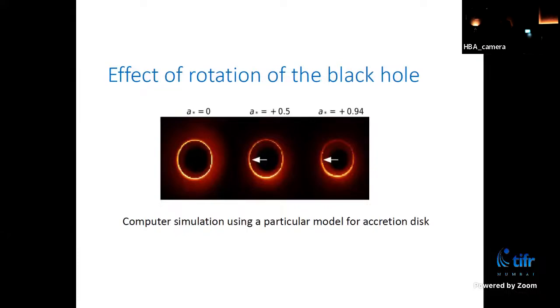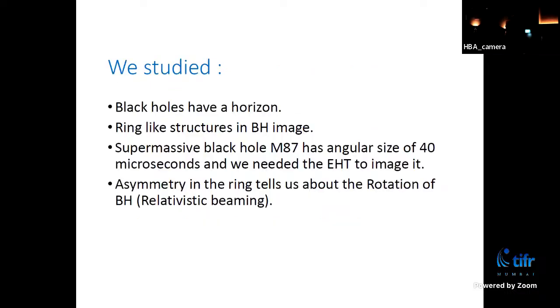And this difference in the intensity is expected once you include this motion. The part that is moving towards us, there the intensity is enhanced. And the part that is moving away from us, there the intensity is lower. So this asymmetry in the ring tells us about the spin of the black hole.